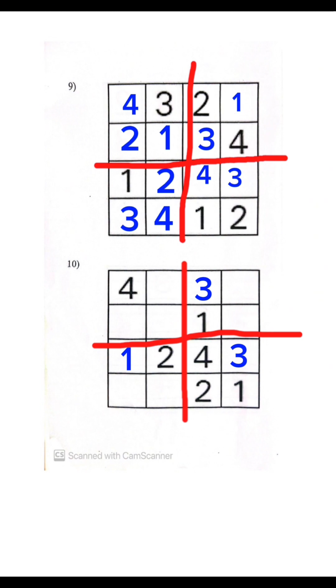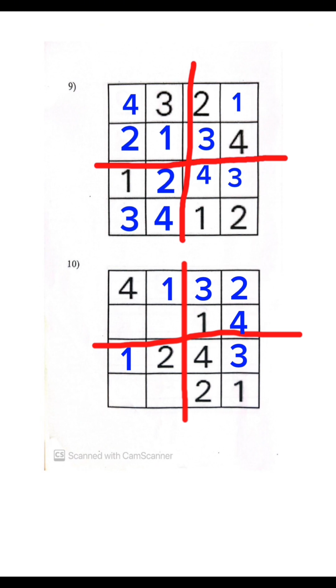So I'll do column number 4. I have 2 missing numbers, which are 2 and 4, but I put 2 in the first box and 4 in the second box to avoid the repetition of 4 in the first row. Now in the first row, we have a missing number, which is 1.